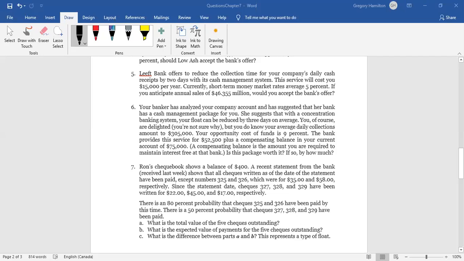It tells you what a compensating balance is. It's the amount you are required to maintain interest free at the bank. So you would maintain this in a current account, but there'll be no interest on it, and the bank requires you to maintain 75,000. So is this package worth it? There's not much difference between this question and the other, just that you have to take into account the compensating balance. I'm going to let you try it first and then we'll do it, okay?